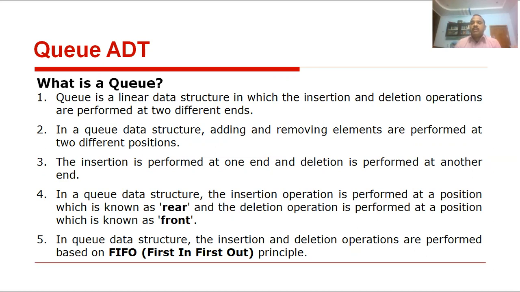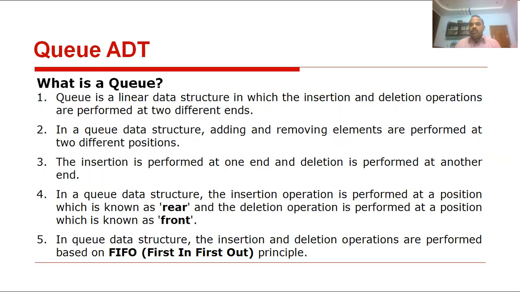ADT means a set of operations and a set of values. That is called an ADT. A queue ADT is also having operations and values. Clear? So what is a queue?